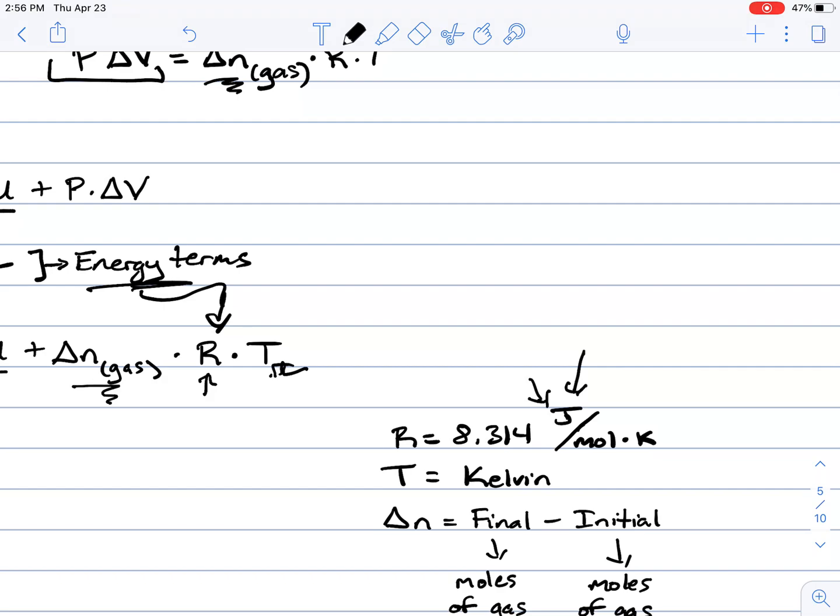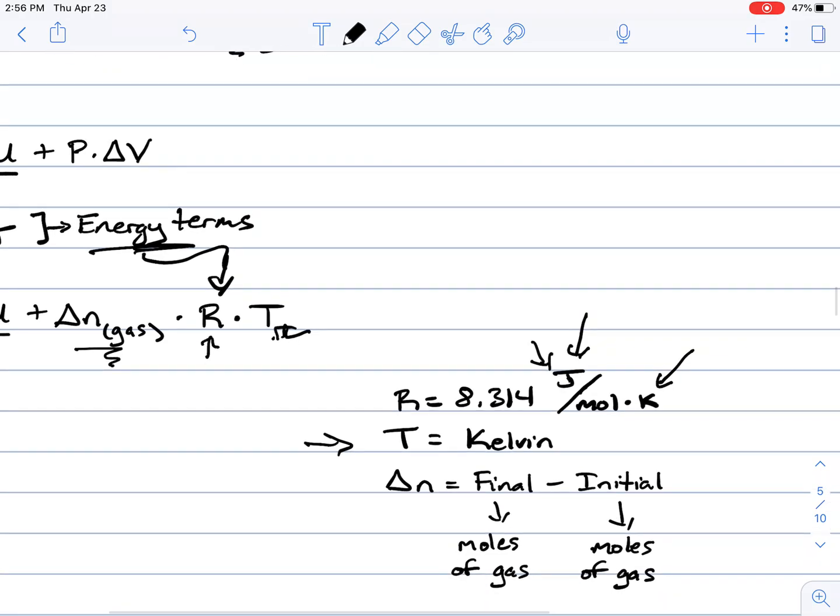Since the gas constant is joules per mole Kelvin, the temperature must be converted to Kelvin. If you are given degrees Fahrenheit or degrees Celsius, you must convert everything to Kelvin before you can plug it into this equation. And last but not least, delta n represents final minus initial. Since n represents moles of gas, we determine the final moles of gas and subtract the initial moles of gas.